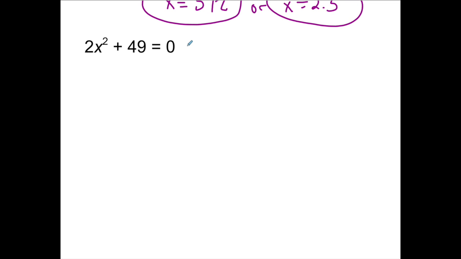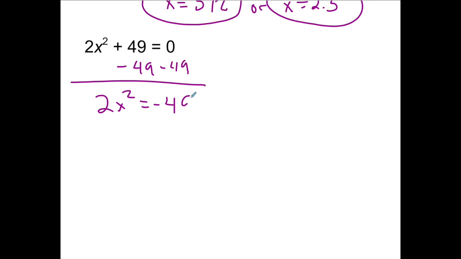Heading down to the last one. Here you do need to subtract. So you get 2x squared equals negative 49. I divide, x squared equals 49 halves. And I take the square root. Well, no number times itself will ever give you a negative, right? Because if you think about it, x either has to be negative or positive, but you're multiplying it by itself. So if it's a negative, you're doing a negative times a negative, which is a positive. And if it's a positive, you're doing a positive times a positive, which is a positive.